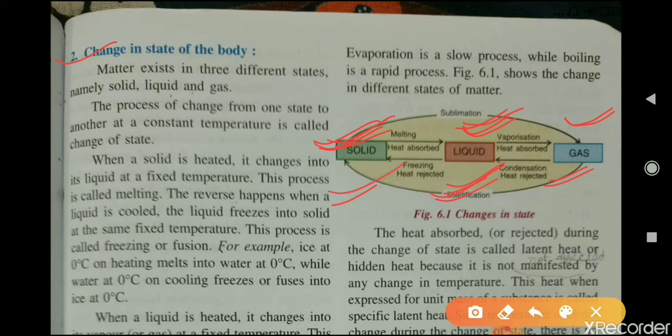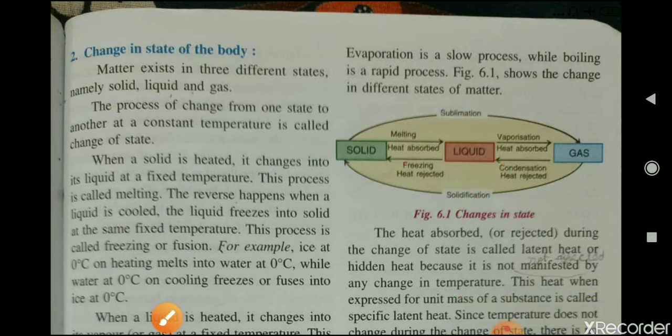When heat energy is absorbed by a solid, it changes to liquid, and that is known as melting. When a liquid is heated and it changes to gas, that is known as vaporization or boiling. When heat is rejected by a gas, meaning it is cooled from gas to liquid, that is known as condensation. And when heat is rejected from a liquid and it changes into solid, that is known as freezing.